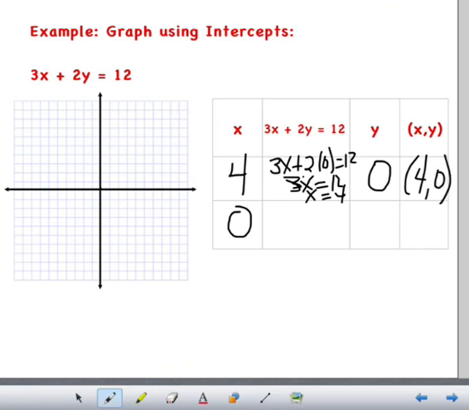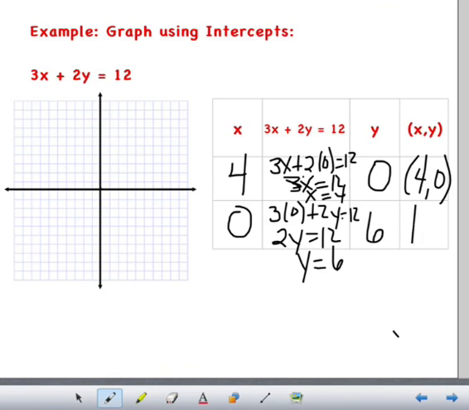To find my y-intercept, I'm going to make my x 0. So that's 3 times 0 plus 2y equals 12. That's really just 0 plus 2y, which is 2y equals 12. So y is going to equal 6. So my point is 0, 6. Sorry, I'm having a hard time writing that. Can you read that? That's awful messy. Let me try that again. 0, 6.